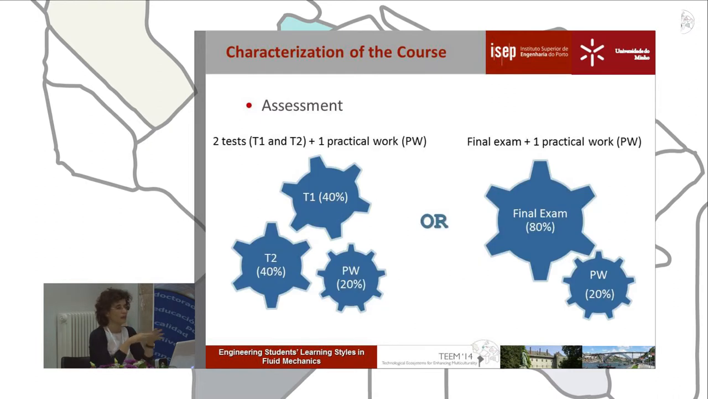Concerning the assessment, the student can choose between two ways. Either during the semester, by doing two individual tests and the practical work, or at the end, the student goes to every class but takes only one exam, but the practical work is mandatory. The practical work is 20% of the final grade and the other 80% is from the final exam, or half from the two individual tests.